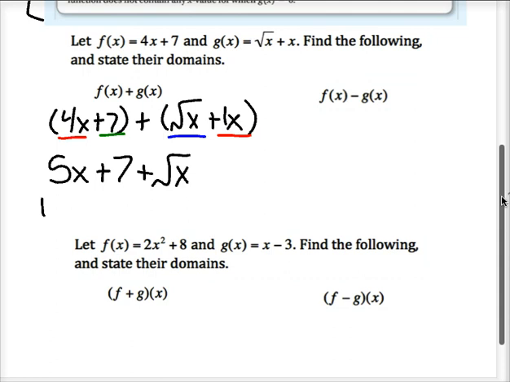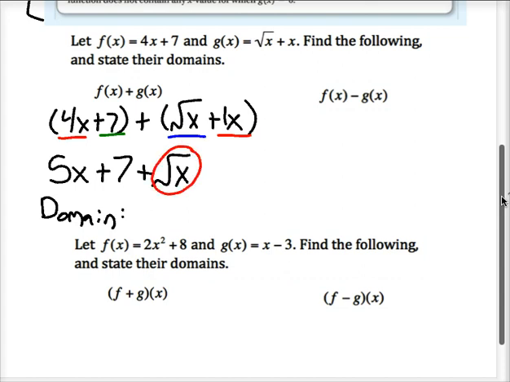Now, in terms of the domain, when we're looking at the domain of this, polynomials we know have no domain restriction. Polynomials such as lines, quadratics, cubics. When we're talking about those, you guys have already experienced that there is no domain restriction, okay? We're talking about all real numbers. However, we have a little piece here. We have that square root of x.